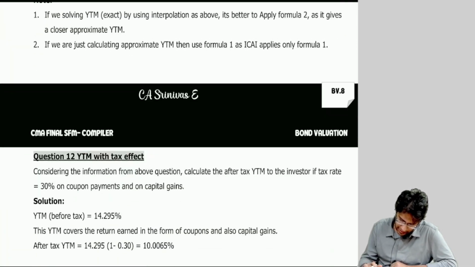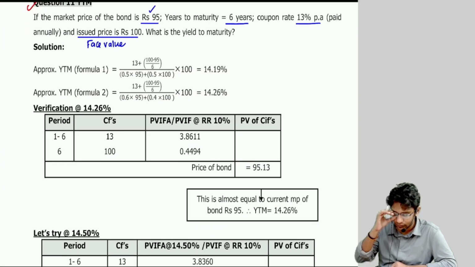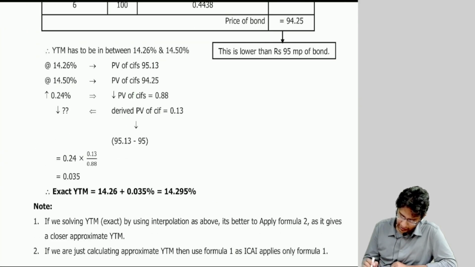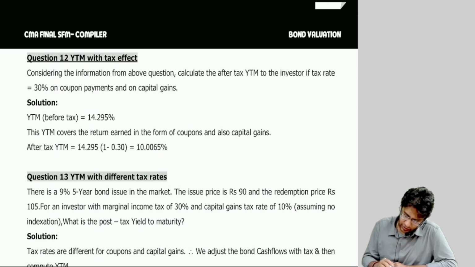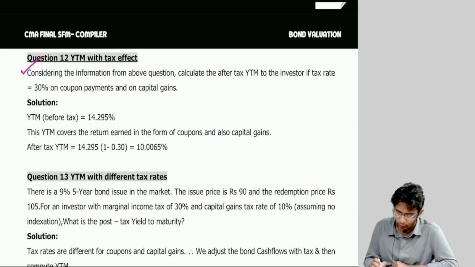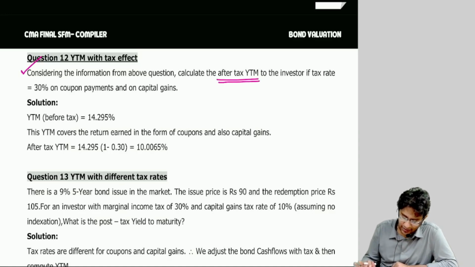Come to 11th question again. When we sorted the 11th question, we ultimately decided that the YTM is something around 14.29% or 14.3%. Next question, continuation is there. Read this. Considering the information from the above question, calculate the after tax YTM to the investor if the tax rate is 30% on the coupon payments and capital gains.